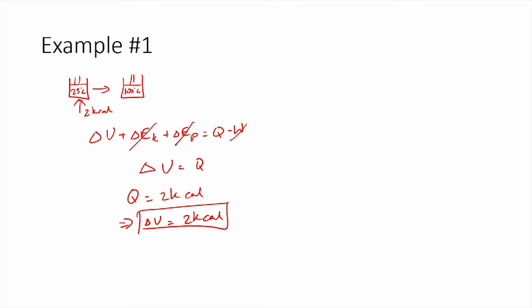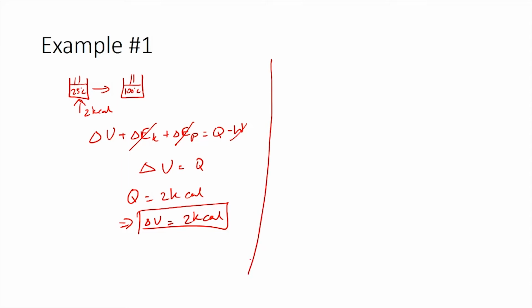So, the change in internal energy for the process where the ideal gas is heated from 25 degrees Celsius to 100 degrees Celsius by supplying 2 kilocalories of heat is also 2 kilocalories. This is a simple calculation, but what I want you to understand here is that we first identified that the system was a closed system and then wrote down the appropriate closed system's energy balance equation and cancelled out terms which went to 0, and based on this we were able to calculate the unknowns.